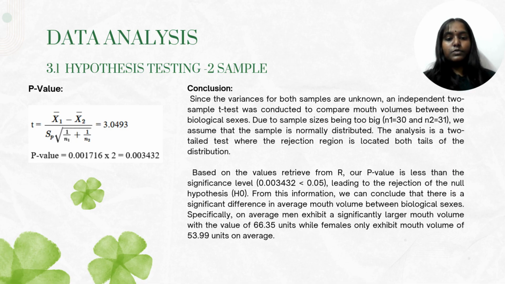Based on the values retrieved from R, our p-value is less than the significance level, which is 0.003432 is less than 0.05. This will lead to the rejection of the null hypothesis. So from this information, we can conclude that there is a significant difference in average mouth volume between biological sexes. Specifically, on average, men have significantly larger mouth volume with the value 66.35 compared to females, who only have 53.99 units on average.